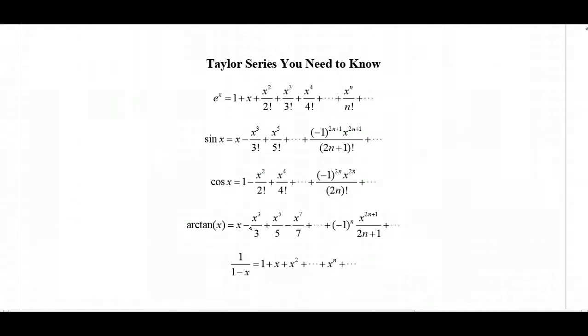Arctangent is x minus x cubed over 3 plus x to the 5th over 5 and so on, where it's almost the same as the sine one, except that there are not factorials in the denominator, just the individual numbers. And then finally, 1 over 1 minus x is 1 plus x plus x squared plus dot dot dot up to x to the n, and it goes on forever. So these are Taylor series you need to know, but it's really just the Taylor polynomials with the ellipses that indicate that this goes on and on forever, and these are exactly representative of each of their respective functions.